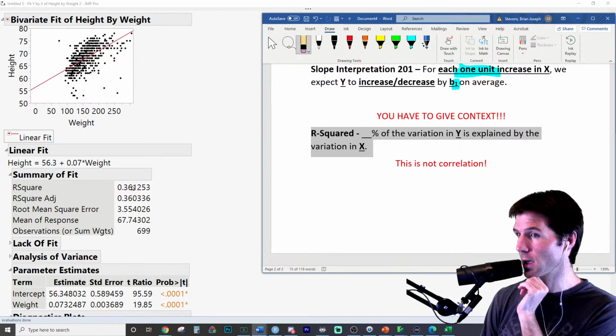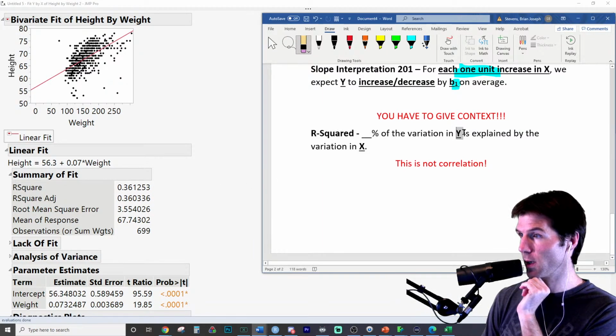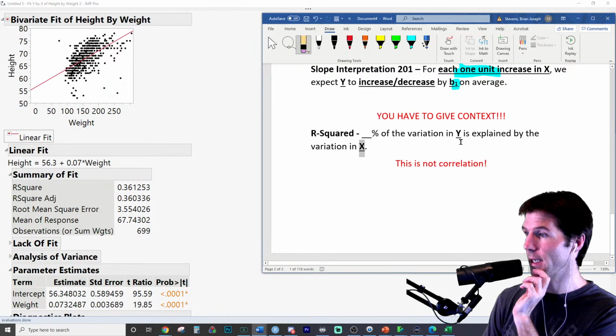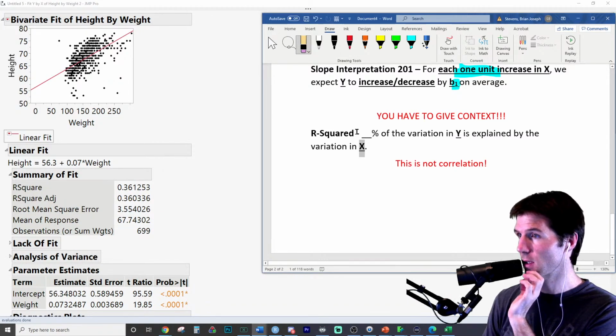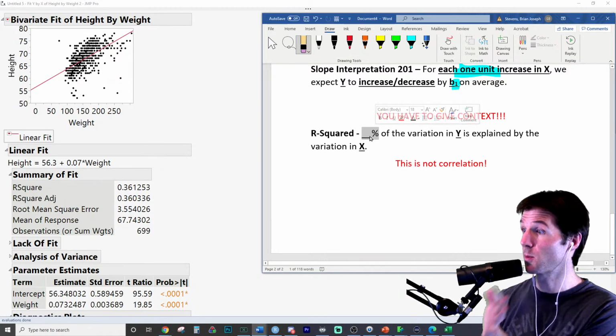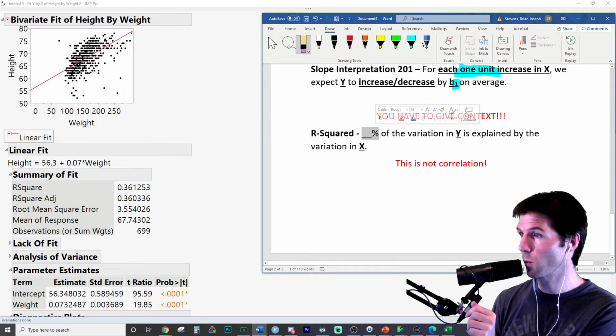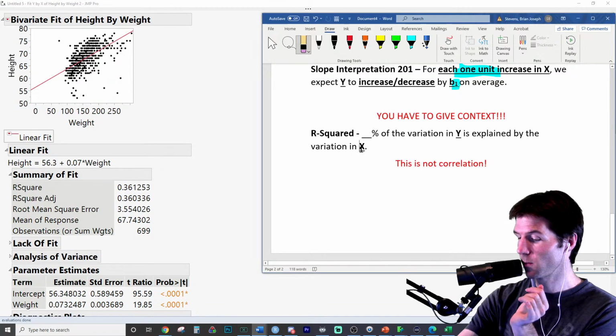You want to take your R squared, times that by 100, and then you want to plug in your Y variable, whatever the Y is, and you want to plug in your X variable. If there's an underlined portion, you want to plug in the values for those spots. So this is where R squared goes. You times by 100 though. And then this is where the value of the Y variable goes. And this is where the X variable goes. So how will this look right here?